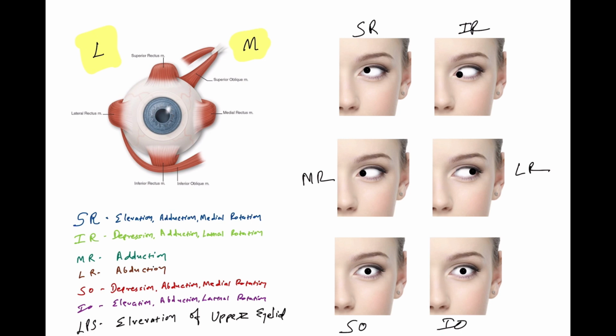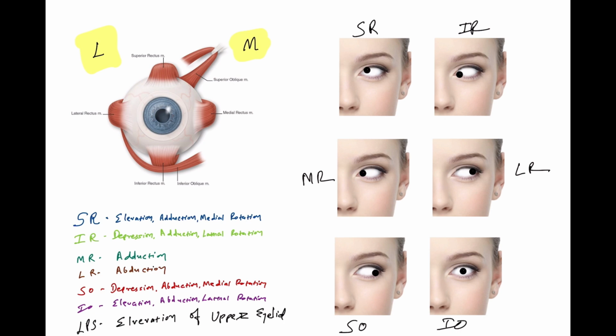Now comes the oblique muscles. Oblique muscles, that is superior oblique and inferior oblique, are there. Superior oblique causes depression. Remember, superior oblique causes depression and it causes abduction, that is away. So lower and lateral movement is caused by the superior oblique muscle, so it causes inferior and lateral movement.